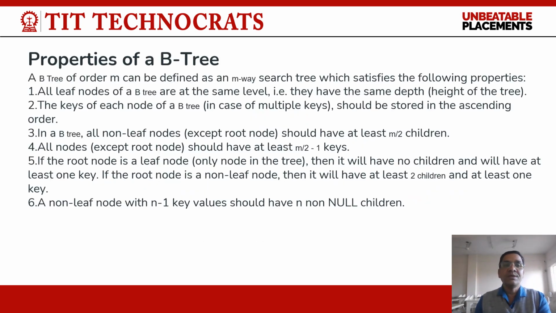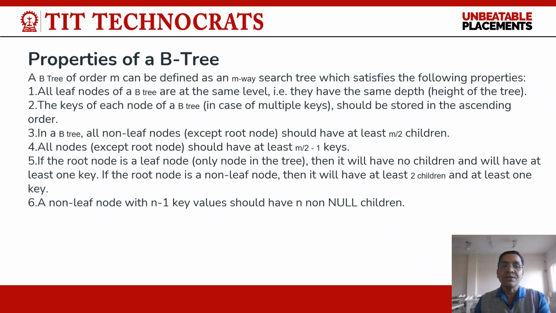Properties of a B tree. A B tree of order M can be defined as a multi-way search tree which satisfies the following properties. All the leaf nodes of a B tree are at the same level, that is, they have the same height of the tree. The keys of each node of a B tree, in case of multiple keys, should be stored in ascending order.